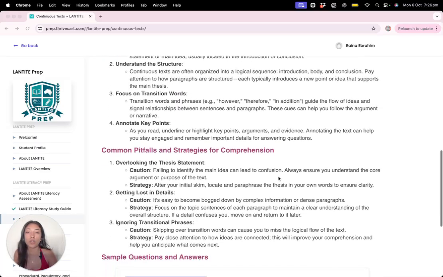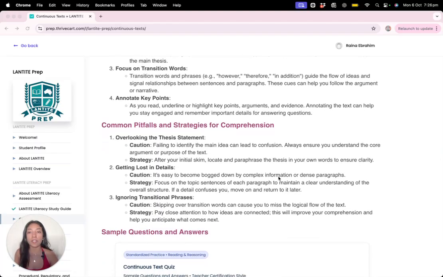Then focusing on transition words. Transition words and phrases are, for example, however, therefore, and in addition. These words guide the flow of ideas and signal the relationships between sentences and paragraphs. These cues can help you follow the argument or narrative. Then you'll be able to annotate key points. As you read, underline or highlight key points, arguments, and evidence. Annotating the text can help you stay engaged and remember important details for answering questions.